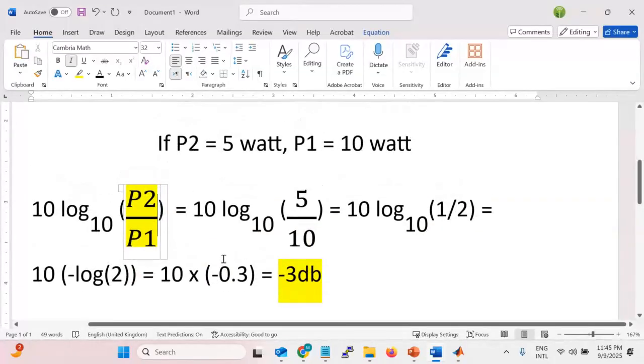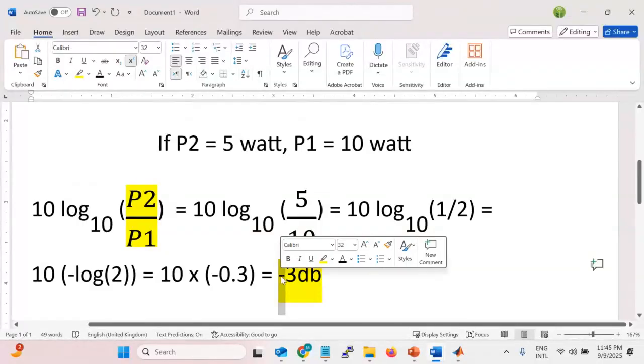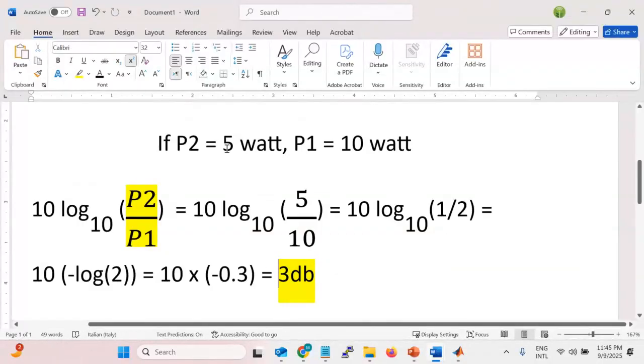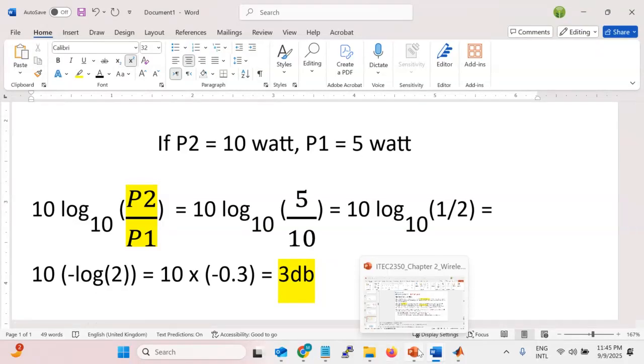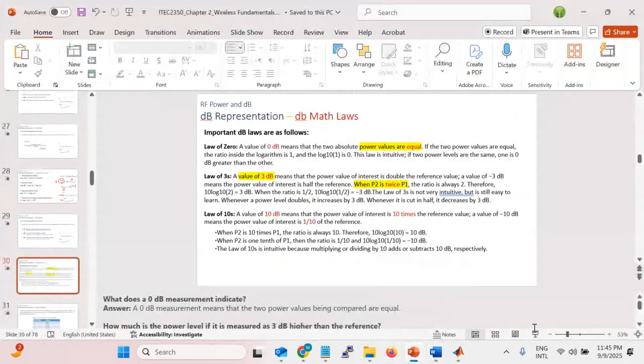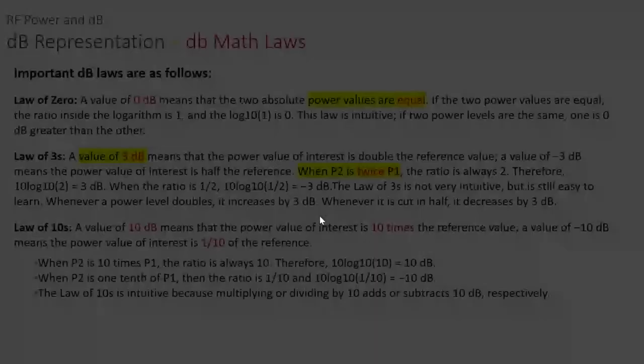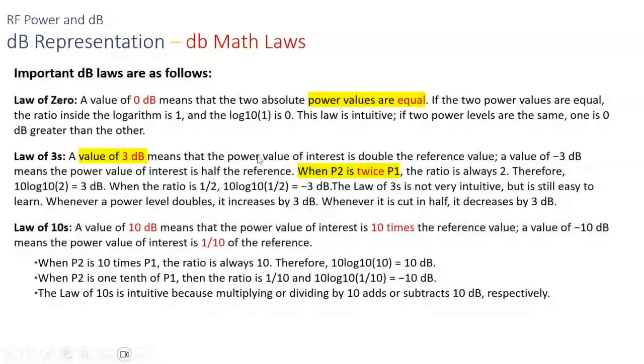When you find the result is 3 dB, which means P2 is double P1, P2 equals 10 and P1 equals 5. This is what he's saying here. Law of 3: a value of 3 dB means that the power of interest, P2 here, is double the reference power P1.